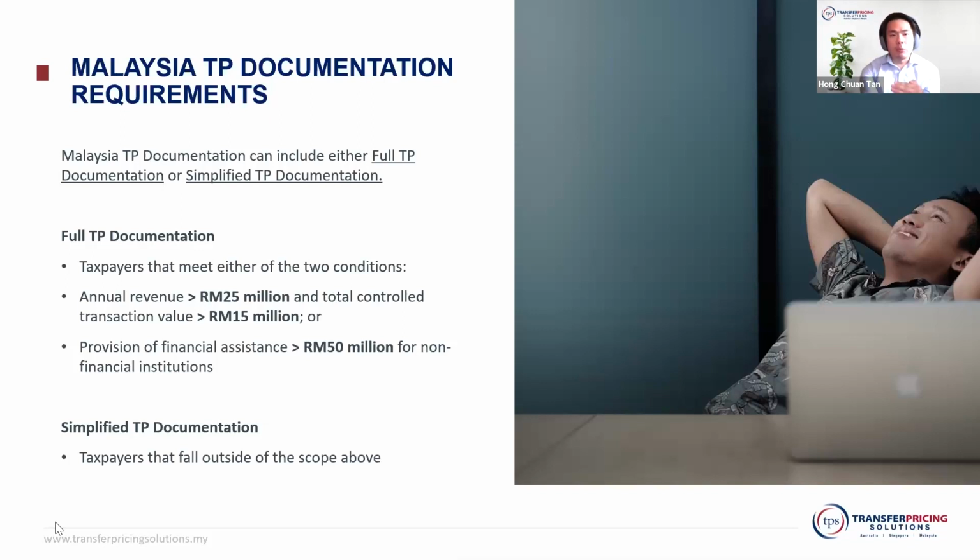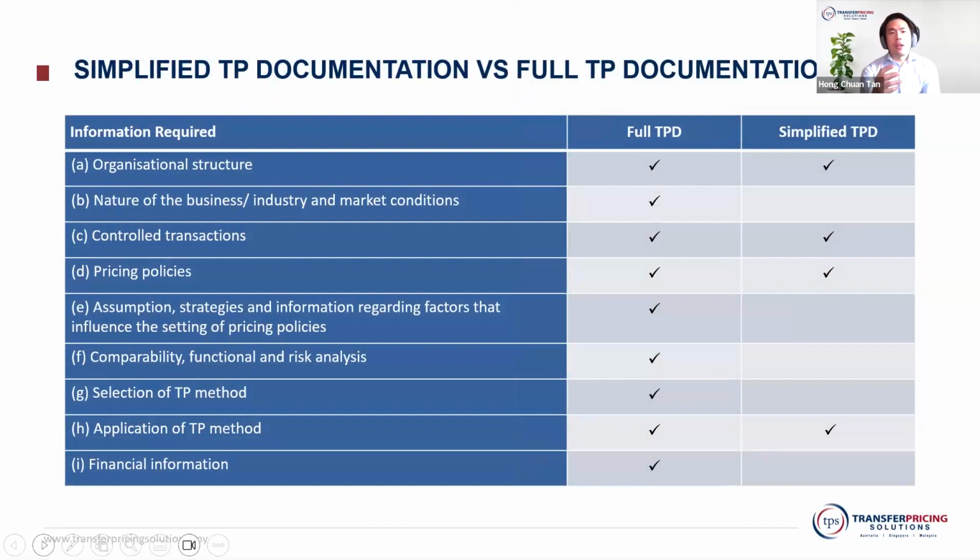All right, so in terms of the key differences between full TP documentation versus simplified, right? What's the difference? If you look at full TP documentation, you obviously have to specify all the criteria set in the Malaysian transfer pricing guidelines, which has your organizational structure, the nature of your business, market conditions, your industry analysis, then talking about your controlled transactions, and then the pricing policies in line with the controlled transactions, after which you have your assumptions, strategies, information regarding factors that could influence the setting of pricing policies for those controlled transactions, comparability, function analysis, and risk analysis, selection of TP methods, application of TP methods, and then obviously at the end, you have financial information, but also importantly, the economic analysis, which is when you apply TP methods, how you come up with the results itself.